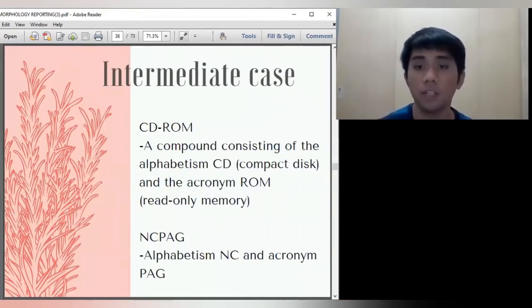But we actually have an intermediate case. For example, the CD-ROM. It is a compound which consists of the alphabetism CD because you pronounce it as separate letters. It means compact disk. And you also have the acronym ROM, so you pronounce it as a single word, which means read-only memory. So it's alphabetism plus acronym. And this is also true for the word NC PAG. NC is an example of alphabetism, you pronounce it as separate letters, and PAG you pronounce as one word, which is an acronym.